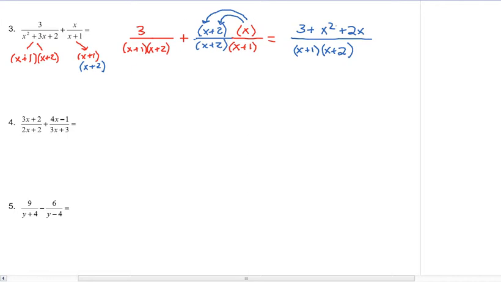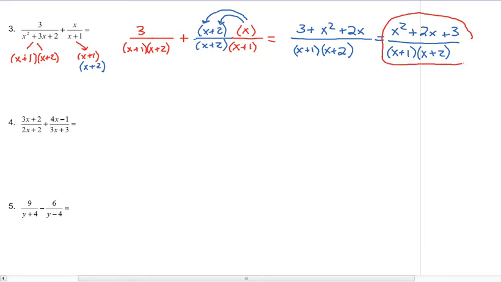The only other thing is that the top is not in the right order. You always start with your highest power of x: x squared plus 2x plus 3 over x plus 1, x plus 2. Once you have that, you're done. That's it. That one simplified fairly quickly. Nothing else you can combine, nothing else that you'll cancel out.